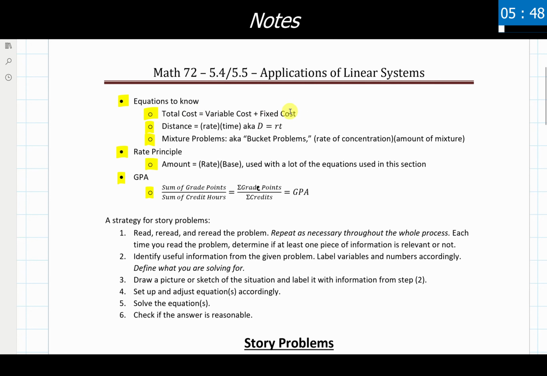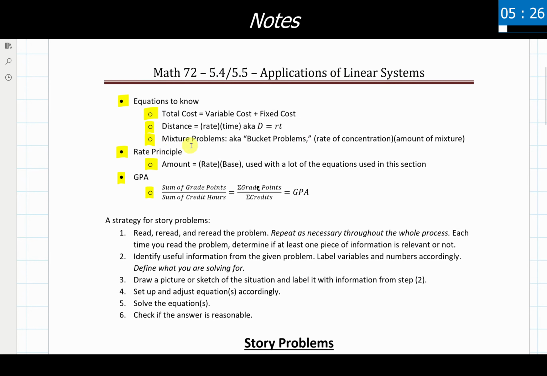We see this most commonly when we have commission problems or someone who works an hourly wage, something along those lines. We have our distance equals rate times time problem, which is also referred to as the D equals RT or DIRT equation, as some people like to call it. I think DIRT's a fun way of remembering that.